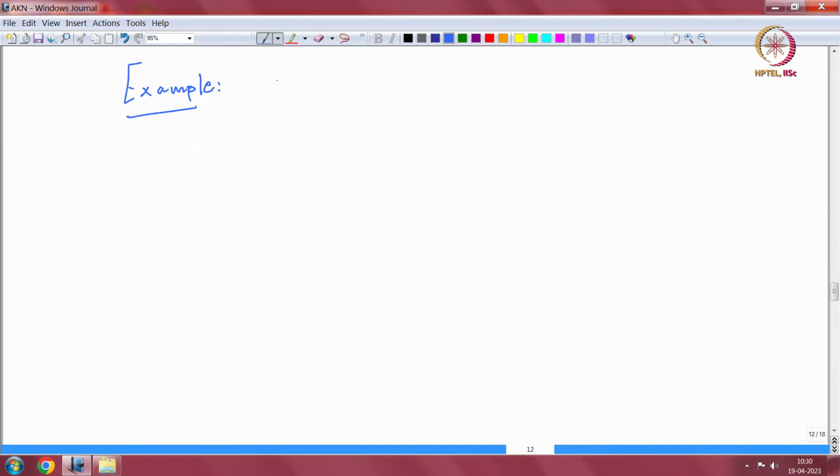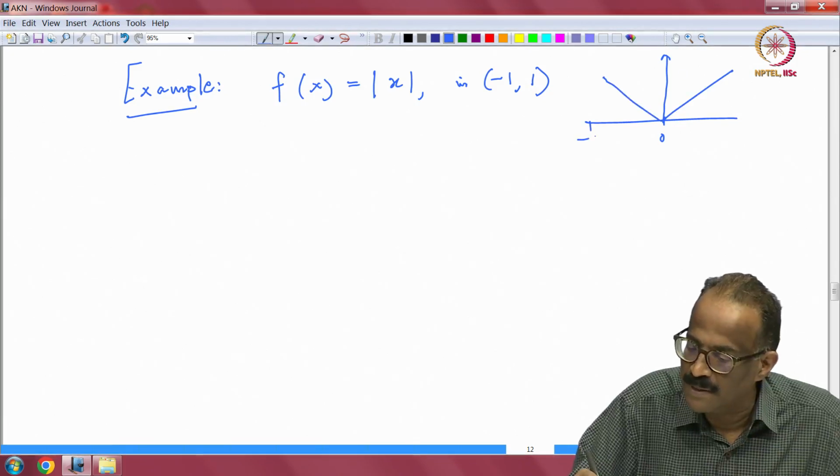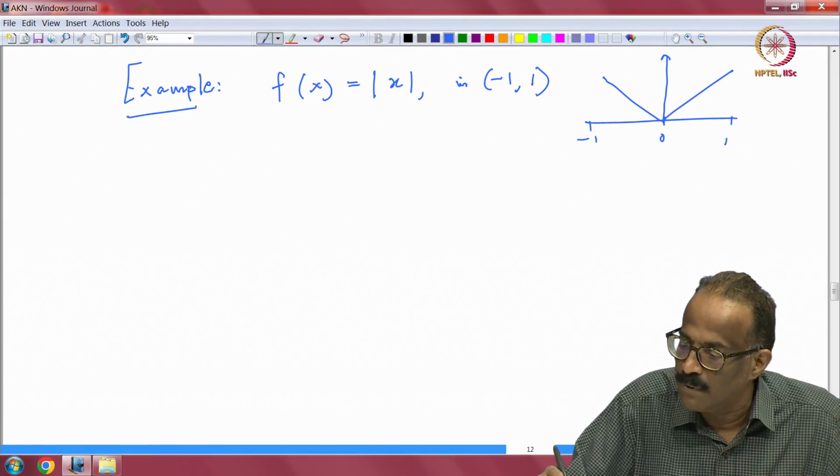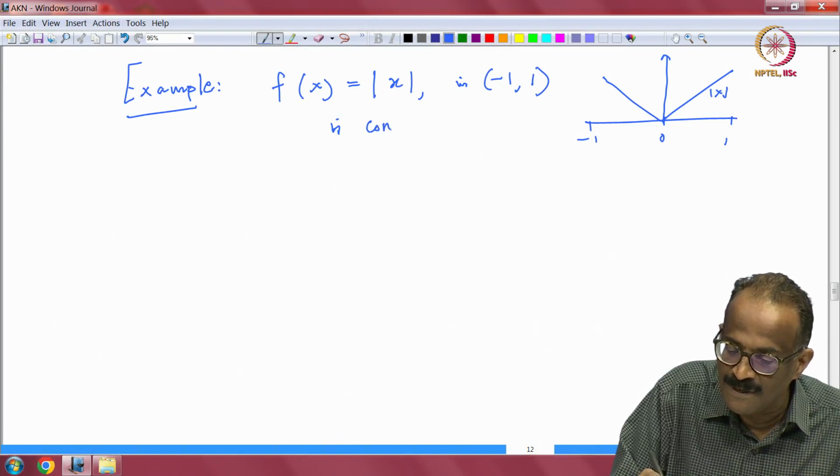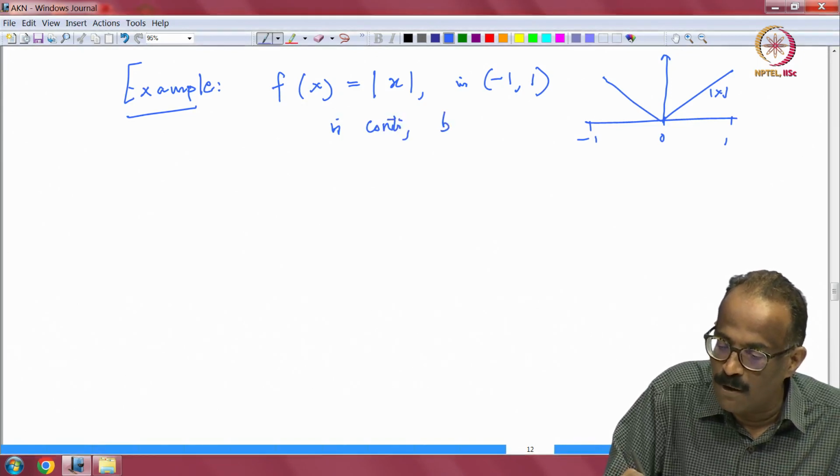Example: consider the function f of x equal to modulus of x in minus 1 to 1. So, this is your function, 0 here, this is at minus 1, this is at 1. Mod x is continuous, but not C1.